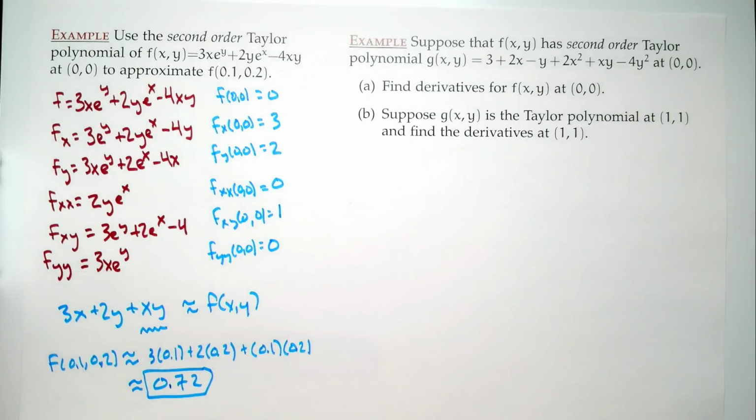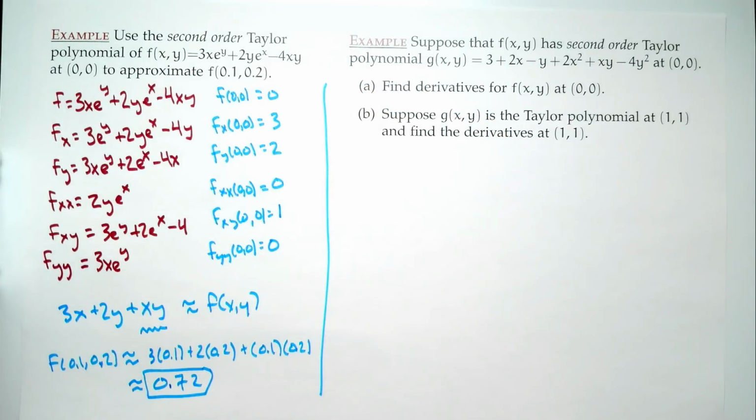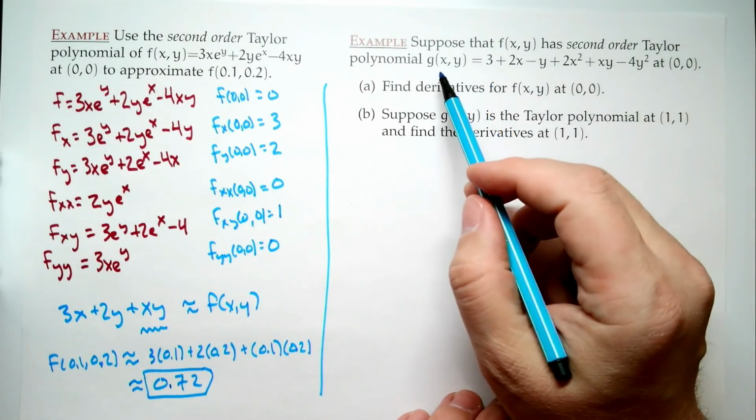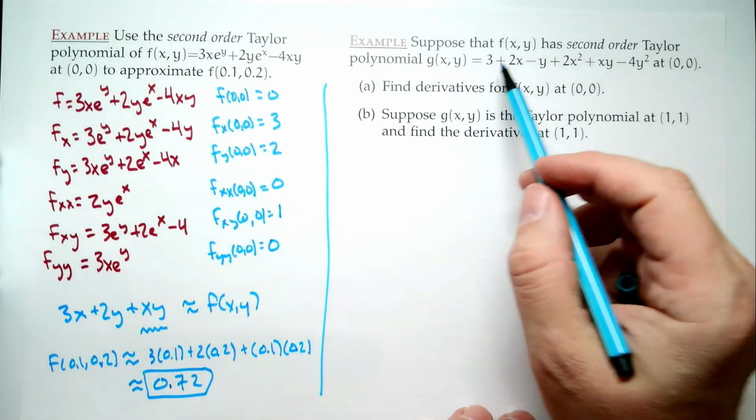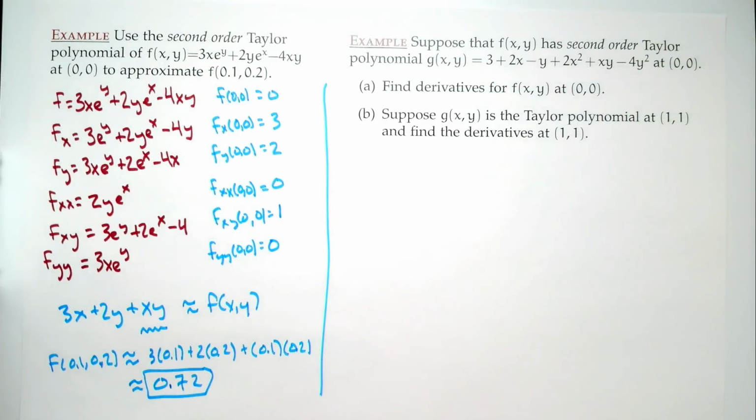Now let's do a slightly different problem. Okay, so this is parts A and B. Don't worry about part B yet. Focus on part A. So suppose that you have a function f of xy, and it has a second order Taylor polynomial, and it's already given to us. No derivatives are going to be needed to be found, or are they? Well, the second order Taylor polynomial is this polynomial, 3 plus 2x minus y plus 2x squared plus xy minus 4y squared. And the question is, what are the corresponding derivatives for the function f?